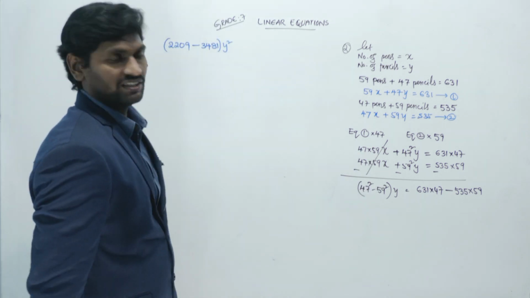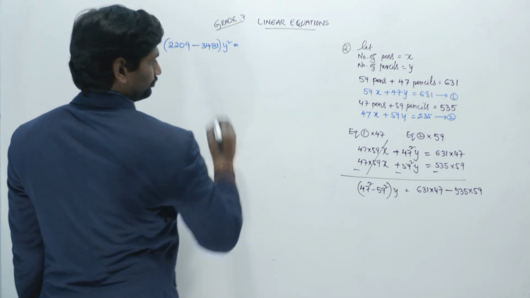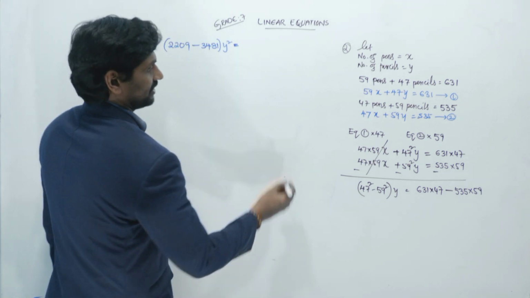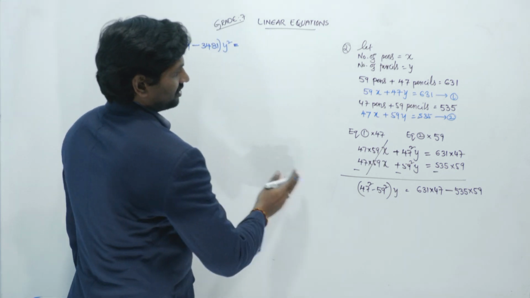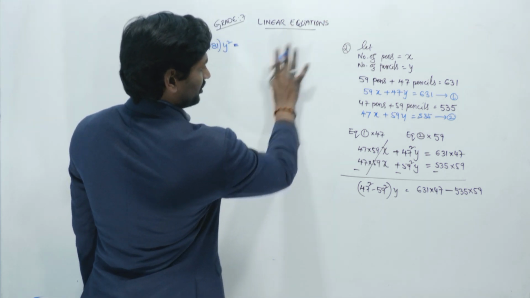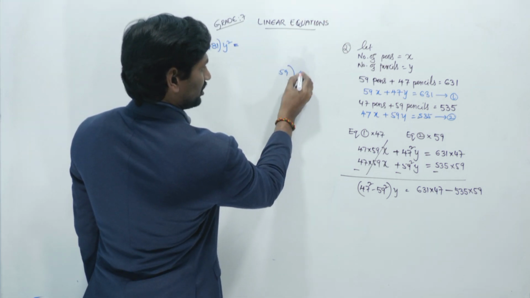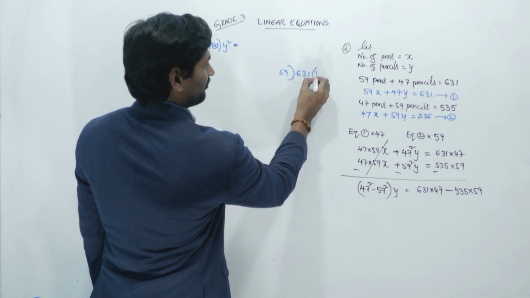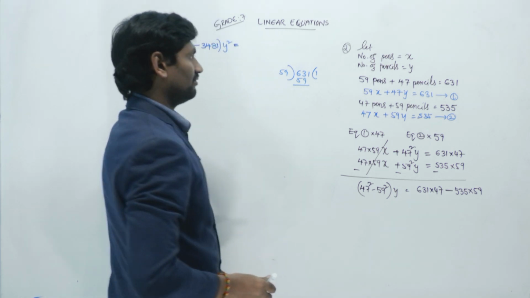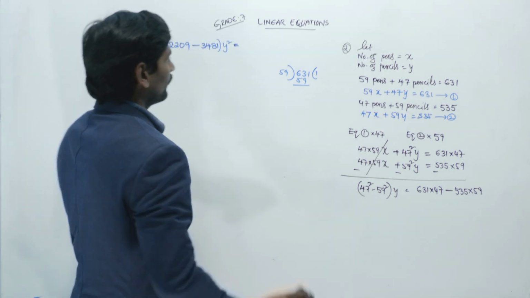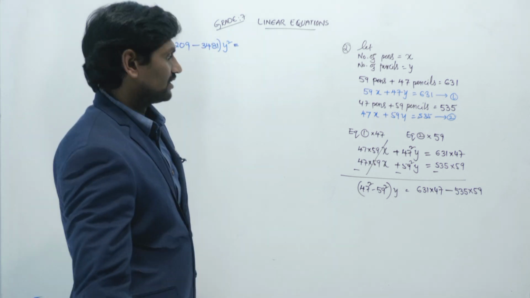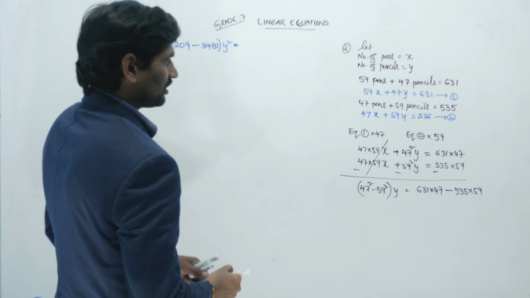This value I got equals 631 into 47. Just multiply. Is there any chance that 59 will divide it or not? Let us try to check. That is the 59 table for 631. 59 ones are 59. Here how much? Yeah, it is not dividing. So it is not getting. Right. Now just multiply both of them.